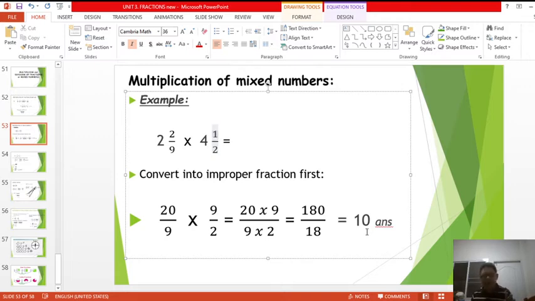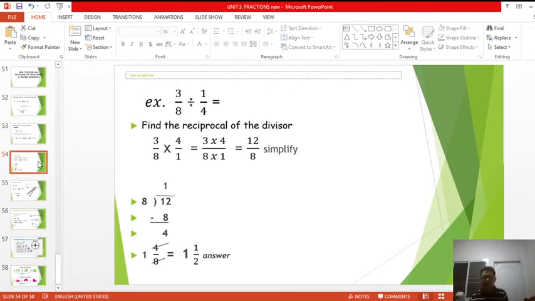What are you going to do if you have a division problem? So for a division problem, let's start with just a normal fraction or some proper fraction here. I got an example here. So look at this. I have a proper fraction. Why? Because the numerator is smaller than the denominator. So what we have here is 3 over 8 divided by 1 over 4.